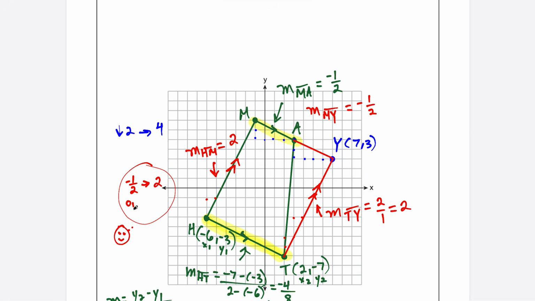These numbers here are opposite reciprocals. To get from negative 1 over 2 to 2, I would just change the sign from negative to positive, and I would flip this fraction to 2 over 1 to build this number here. So these are opposite reciprocals, which tells us that we have right angles here. I only have to show that one angle is a right angle, so maybe we will focus on angle Y. Once we show that we have a parallelogram because both pairs of opposite sides are parallel, and then we show that we have a right angle, we could say that MYTH is a rectangle because it is a parallelogram with a right angle.